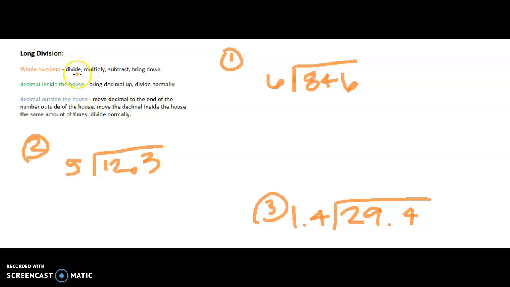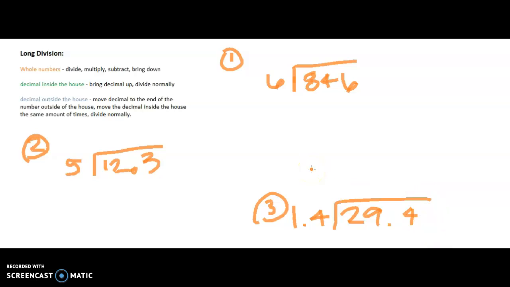So for a whole number and regular division, we're just going to divide into the very first place value in the number, and then we're going to multiply, and then we're going to subtract that number, and then bring down the next number. For a decimal inside the house, with that one outside the house, we're just going to bring that decimal up and then divide normally. For a decimal outside of the house, we're going to move that decimal to the back of that number as many times as we have to get it back there. And then as many times we move it outside of the house, we have to move it inside of the house. And then we just bring up the decimal and divide normally.